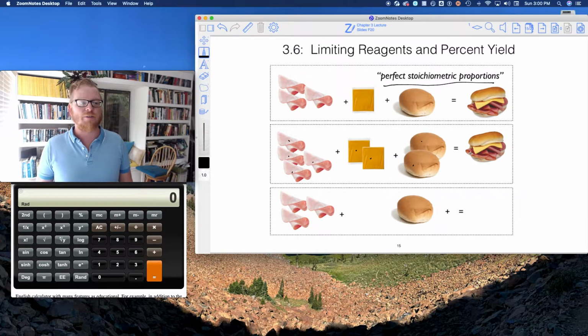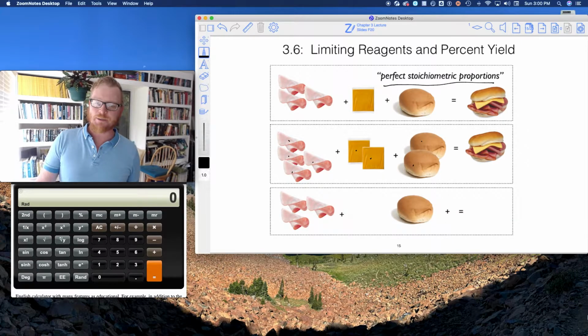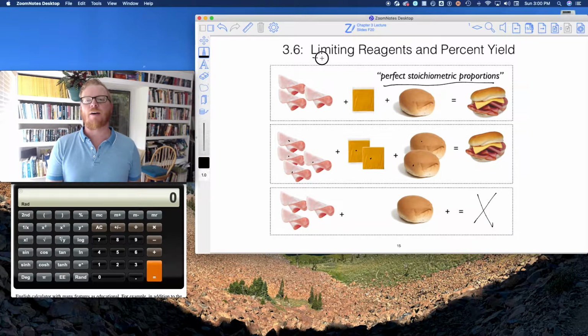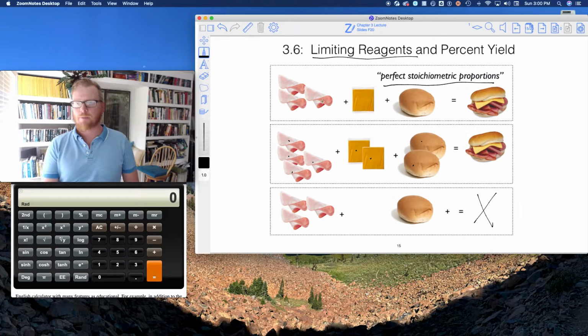We're short 1 piece of ham, and we're not going to embarrass the kitchen, right? We're just going to say, nope, we only have enough to make 1 of those sandwiches. And then, of course, if I only had 3 pieces of ham and no cheese at all and just 1 bun, then I can't make any sandwiches. I could just make a ham sandwich, but I can't make this ham and cheese sandwich according to my perfect stoichiometric proportions. So when we talk about this idea of the limiting reagent, think back to this example. It's going to be no different than this example, okay?